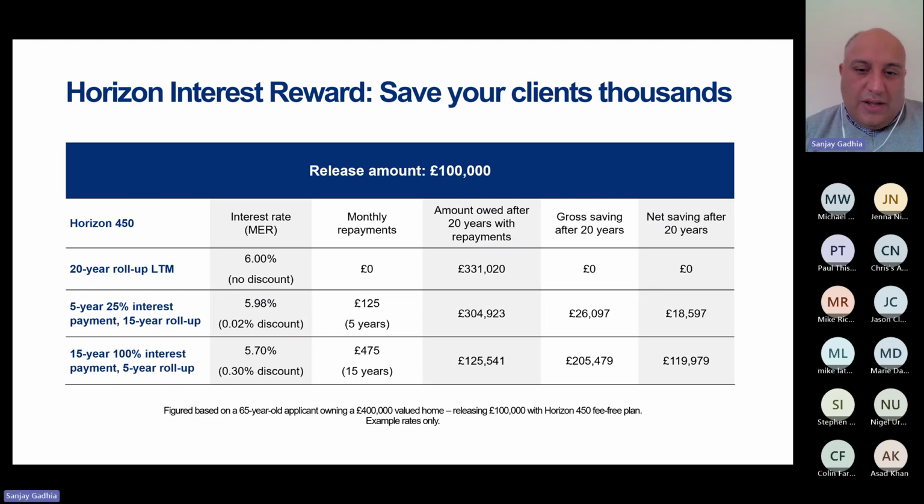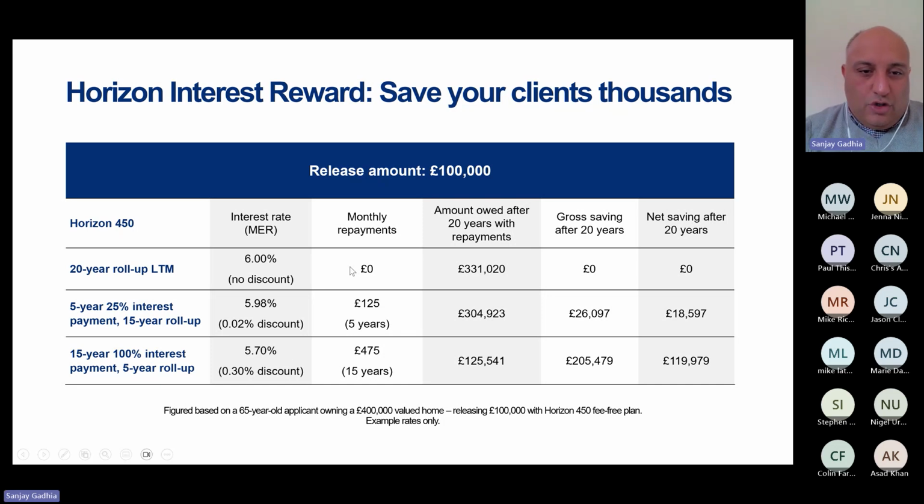So let's just bring this to life here, if I may. This example here shows a 65-year-old. Property value here is 400,000, and the customer is opting to release an amount of £100,000, which equates to a 25% LTV. This example here in front of you demonstrates a roll-up over a 20-year term.